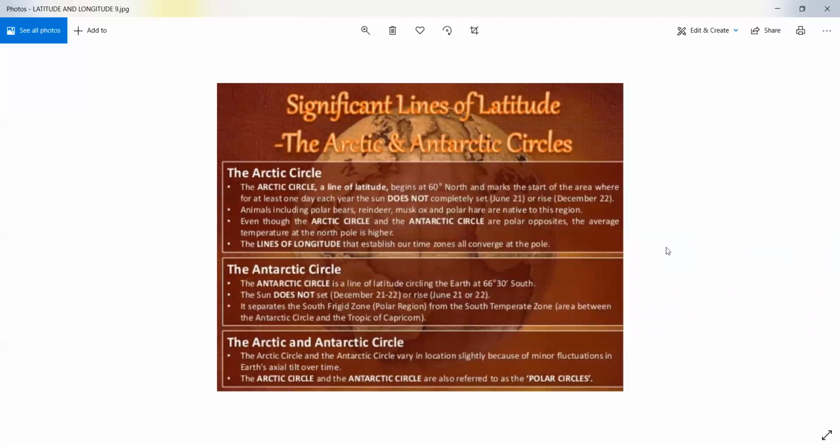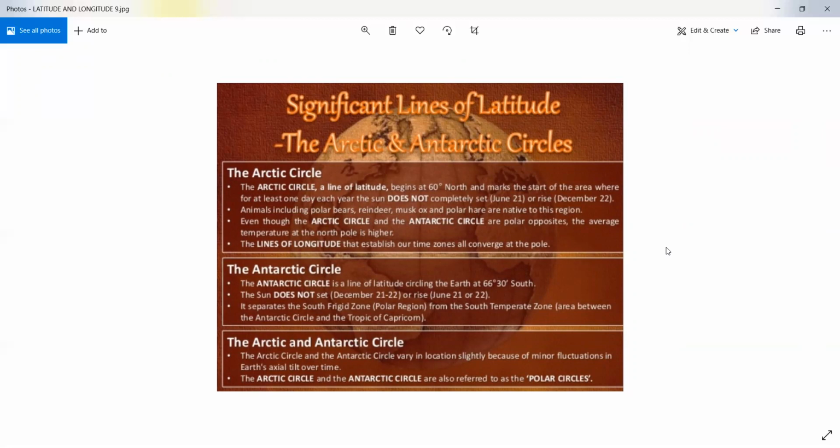Now we're going to talk about the Arctic and Antarctic circles. The Arctic Circle, a line of latitude, begins at 60 degrees north and marks the start of the area where, for at least one day each year, the sun does not completely set or rise. Animals including polar bears, reindeer, muskox, and polar hare are native to this region.